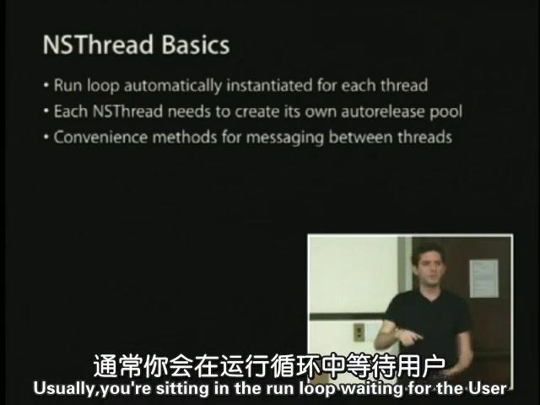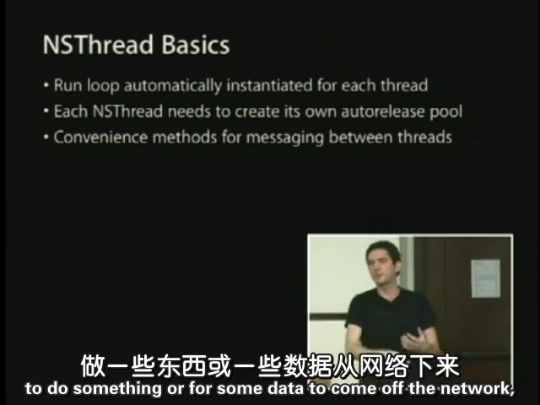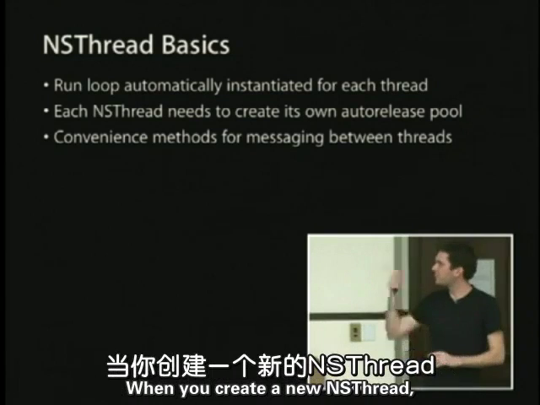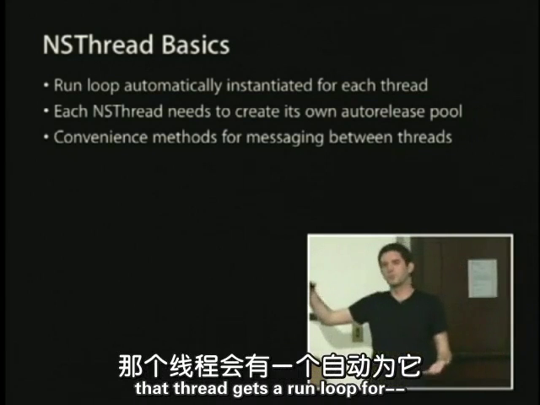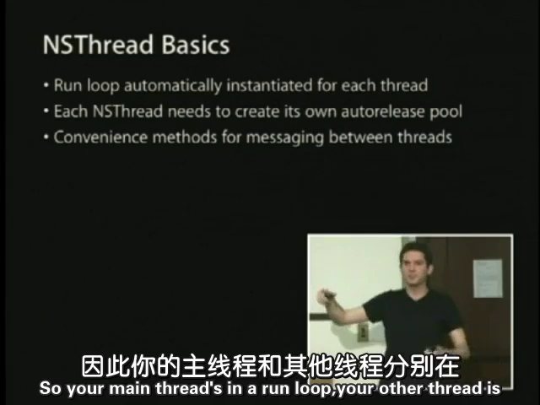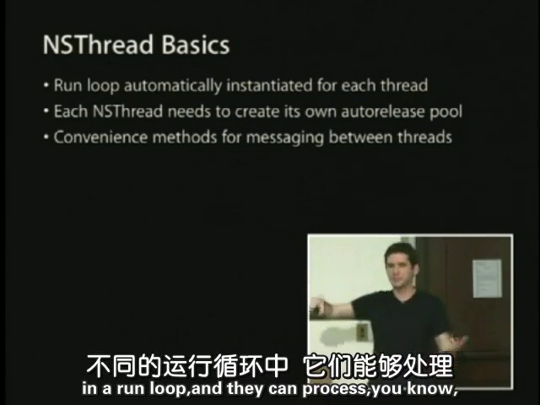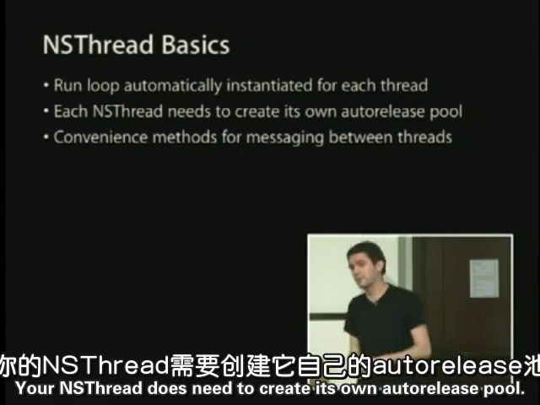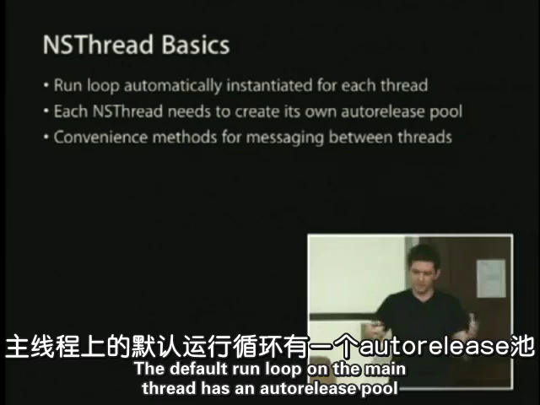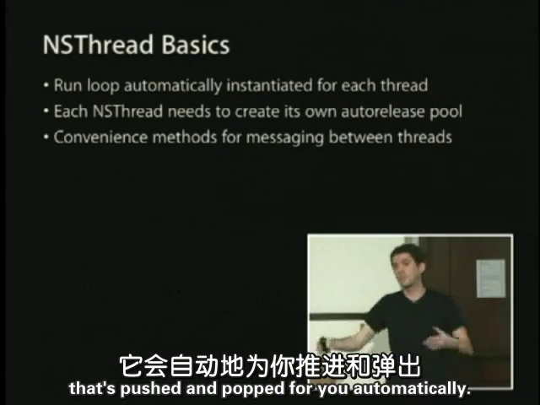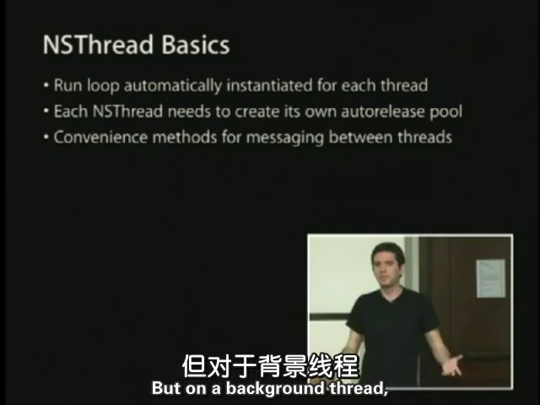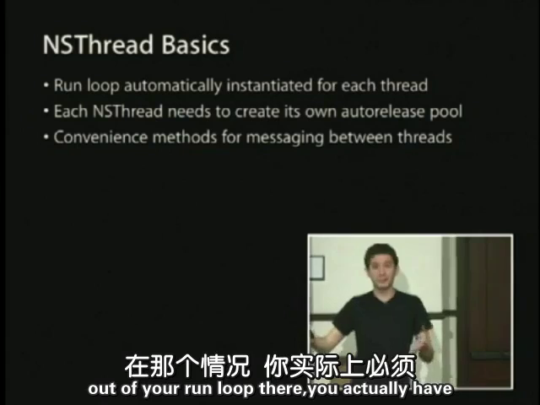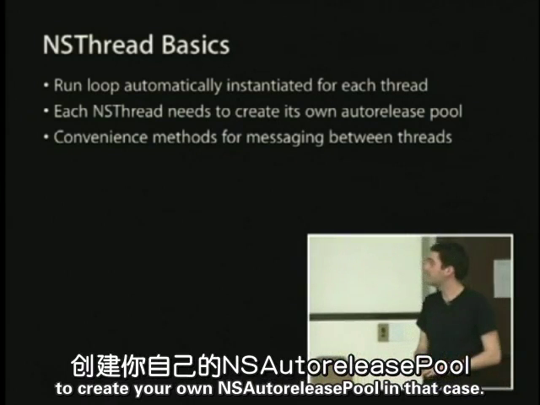Usually you're sitting in the run loop waiting for the user to do something, or for some data to come in off the network, something that would kick you out to do some processing. You do it, and then you get back to the run loop. When you create a new NSThread, that thread gets a run loop created for it automatically. So your main thread's in a run loop, your other thread is in a run loop, and they can process things independently of each other. Your NSThread does need to create its own autorelease pool. The default run loop on the main thread has an autorelease pool that's pushed and popped for you automatically. But on a background thread, if you're getting some processing coming out of your run loop there, you actually have to create your own NSAutoreleasePool in that case.